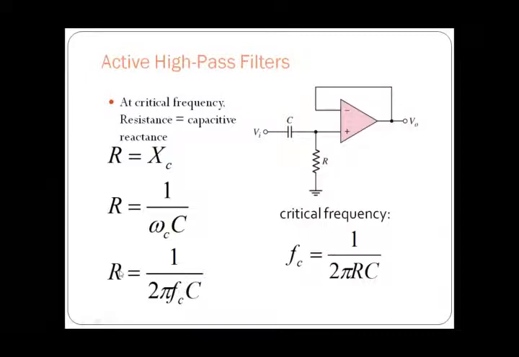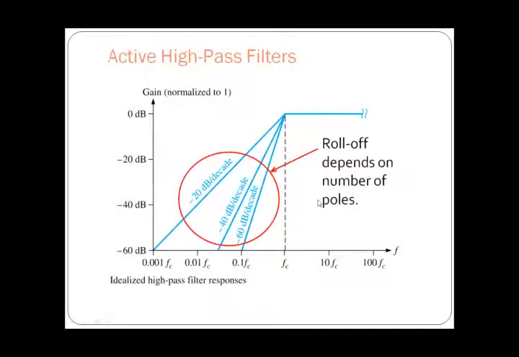If you bring fc to the left hand side and R to the right hand side, R comes into the denominator and fc comes into the numerator. So this is the equation you obtain: fc is equal to 1 by 2 pi RC. So fc, the critical frequency, depends upon the values of R and C. That is, the critical frequency is inversely proportional to R and C. So if we modify the values of R and C, then we can modify the value of fc. So fc can be varied by varying R and C. This is how the critical frequency is obtained for an active high pass filter.